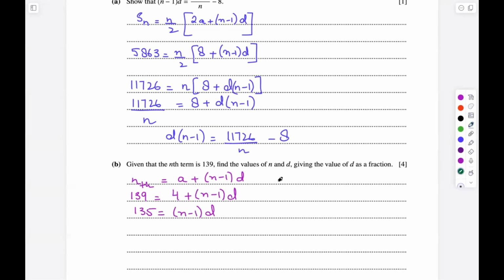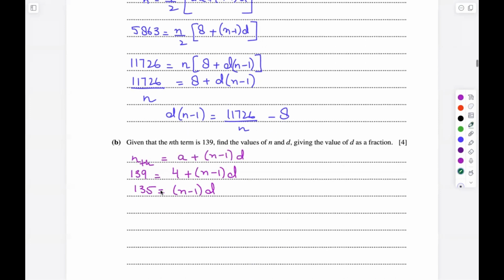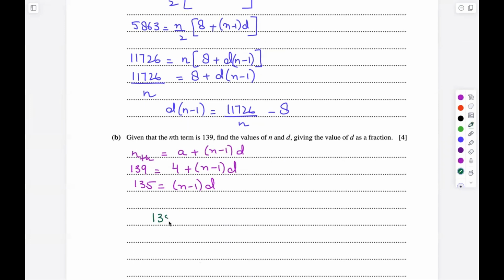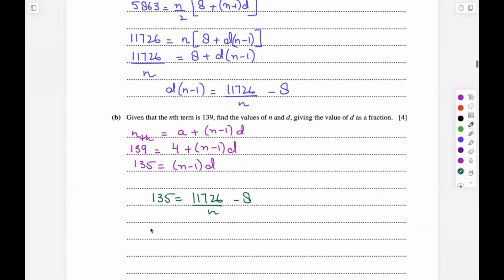Now to find the value of n and d, we can use the previous form that we have, which was d into n minus 1 is equal to 11726 upon n minus 8. So in place of n minus 1 into d, we can write 135. That will be equal to 11726 upon n minus 8. Taking the LCM, this will become 135 is equal to 11726 minus 8n upon n.